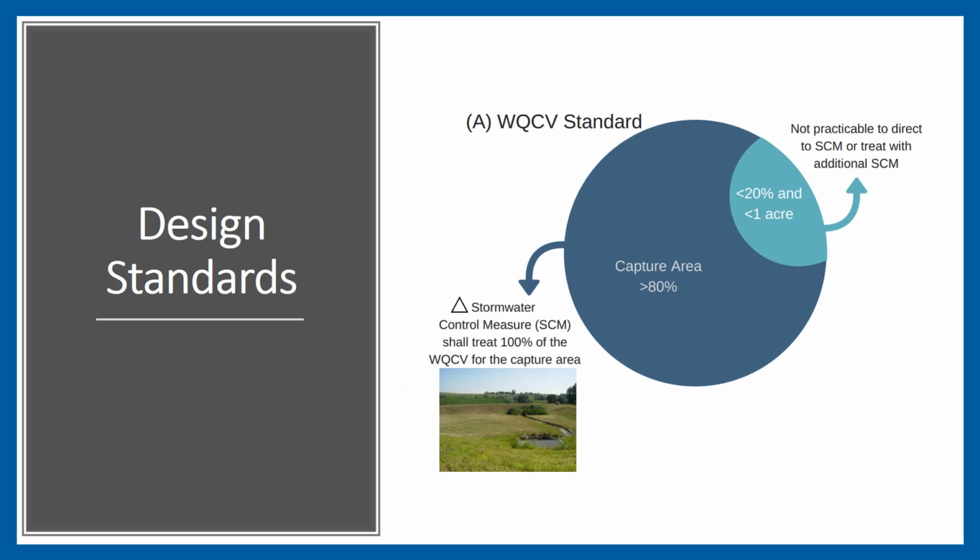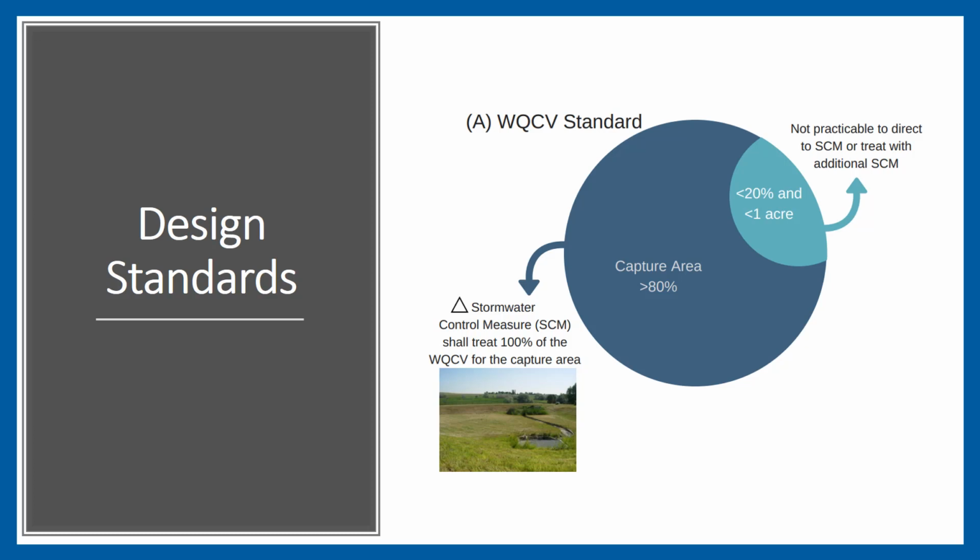The permit has a number of design standards, and I like to describe it as having three main themes of design standards. The first theme is volumetric treatment. The first design standard is the Water Quality Capture Volume Standard, and it consists of installing control measures that are volumetric, that treat 100% of the WQCV for the captured area, and it also allows for those areas of the site, maybe a driveway, which you're not able to direct toward a volumetric SCM.